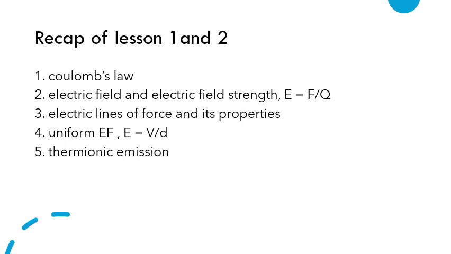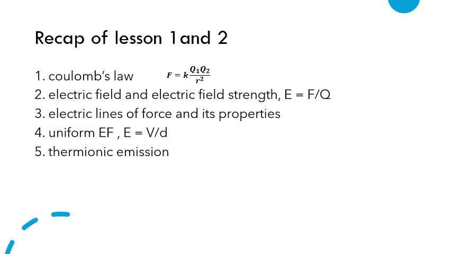As usual, I would like to give you a recap of lesson 1 and 2 before starting the third lesson. So here I have highlighted the important concepts we have learned in the previous classes. We have learned about Coulomb's law. As we know, Coulomb's law will help us to find the magnitude of the force acting between two point charges. The equation for Coulomb's law is F is equal to K times Q1 Q2 over R square.